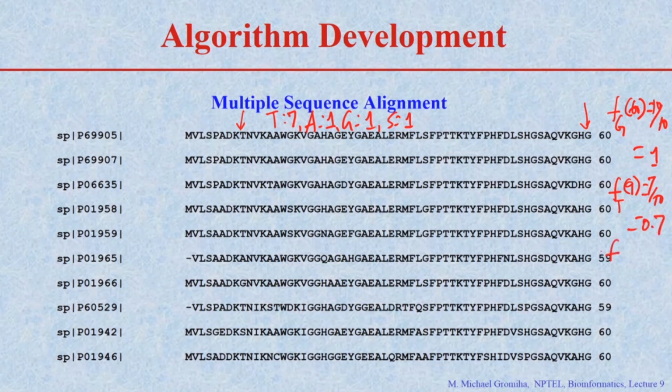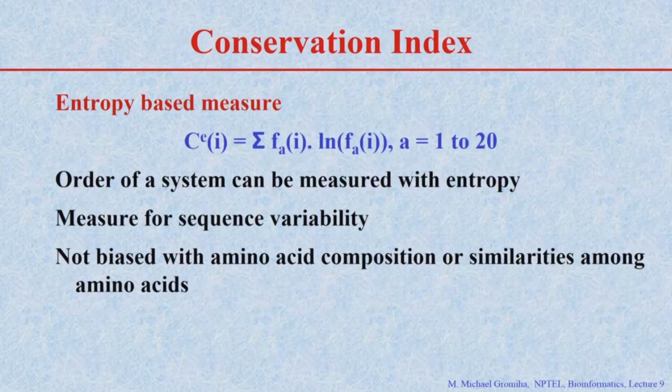The frequency of alanine at position number 9 is equal to 0.1, and the frequency of glycine at position number 9 is equal to 0.1, as well as the frequency of serine at position number 9 is equal to 0.1, right. That gives us the numbers. Now we convert these frequencies into scores.